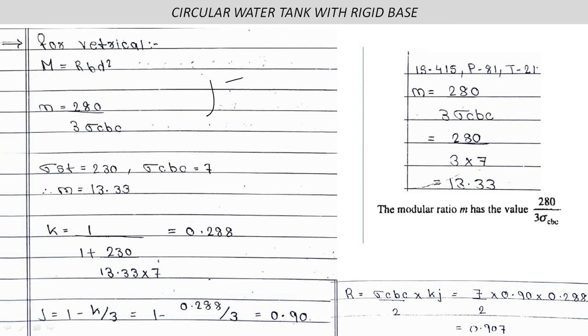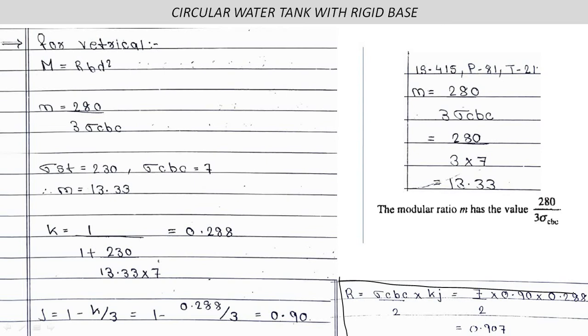Next we will find the value of j. So j is equal to 1 minus k by 3. We have already found the value of k as 0.288. So the value of j is 0.90.